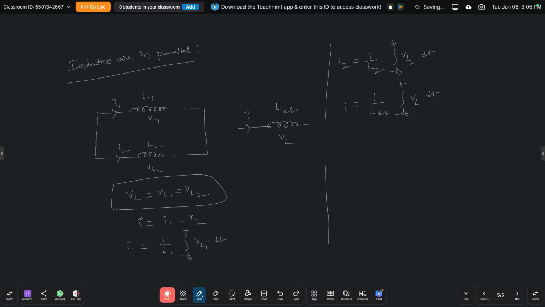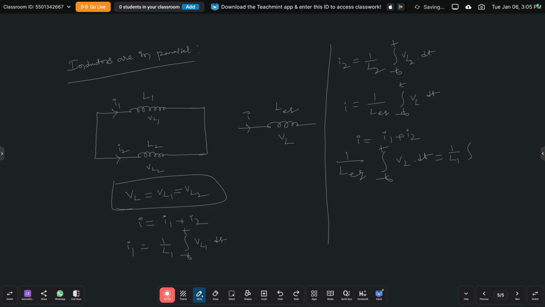Now substitute all these three values, that is I1, I2 and the total current, in this equation, that is I is equal to I1 plus I2. So what is the value of I? I is equal to 1 by L equivalent integration from minus infinity to t of VL dt, which is equal to I1. What is the value of I1?